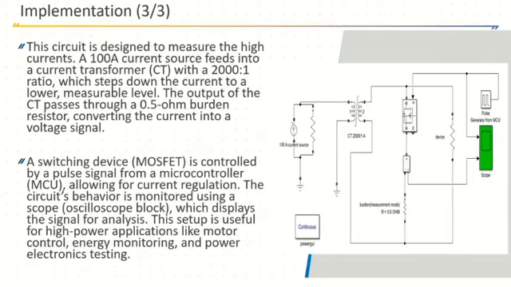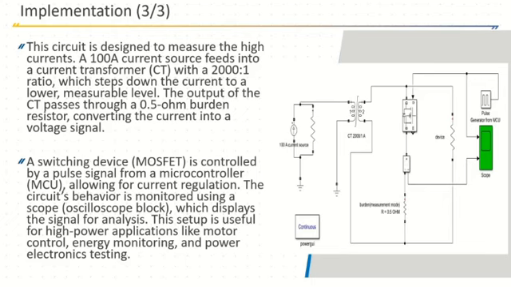MATLAB Simulink. On the primary side, we feed a 100 amp current source to the primary circuit, and the secondary part is connected through a MOSFET, which is connected in series with the burden, and it is connected in parallel with the device. The gate pulse for the MOSFET comes from the MCU. The MCU shorts the MOSFET every 60 milliseconds.